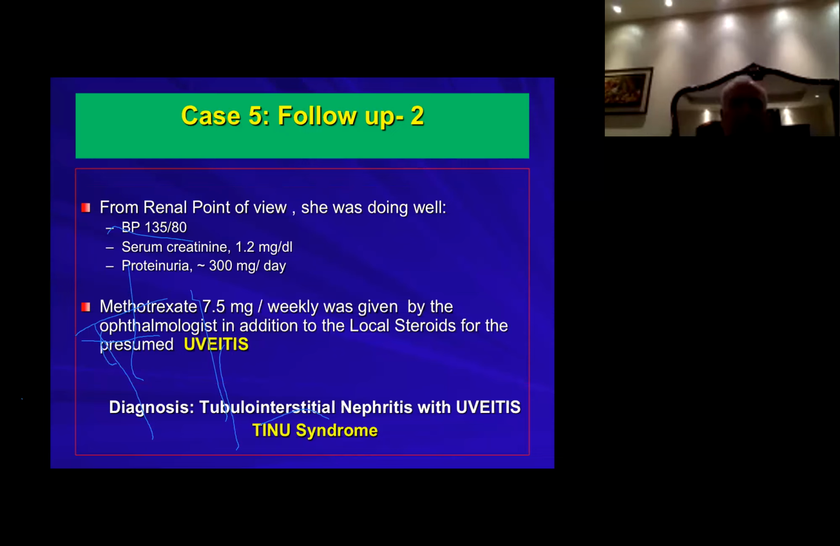And from renal point of view, she was doing well. Blood pressure 130/80, serum creatinine 1.2, proteinuria 0.3, and she was given methotrexate. Now the ophthalmologist gave her methotrexate weekly, in addition to local steroid therapy for presumed uveitis. So now we have a diagnosis of TINU syndrome, tubulointerstitial nephritis with uveitis.